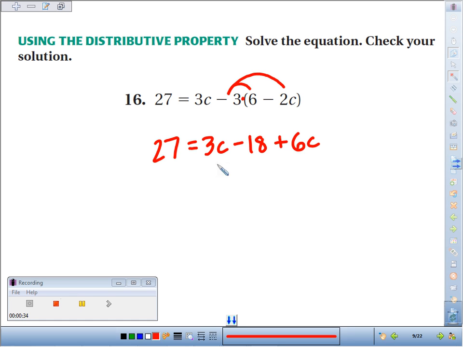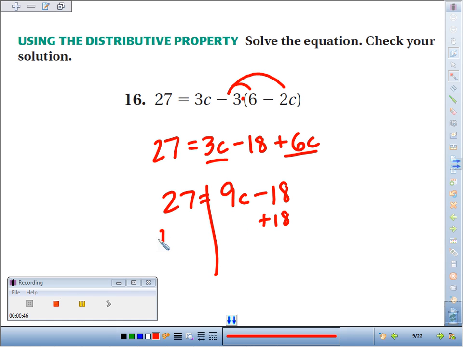Now we look for like terms, 3C plus 6C. We've got 9C's. We still have the minus 18. Now we fence post. We'll add 18 to get rid of the minus 18. Cancels. We get 27 plus 18 is going to be 45, equals 9C.